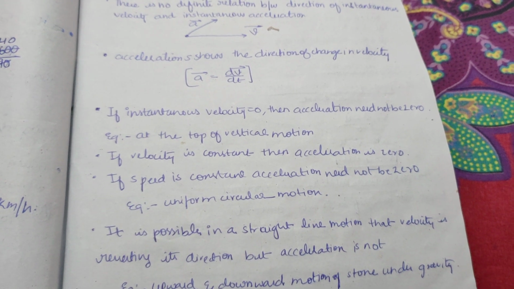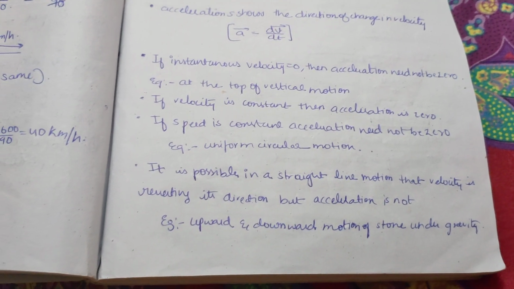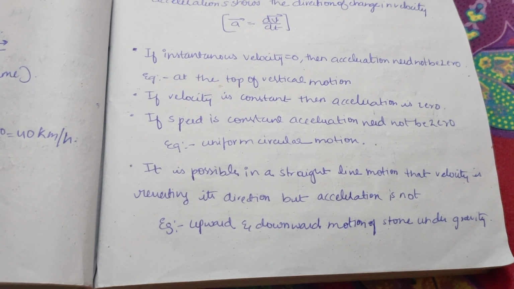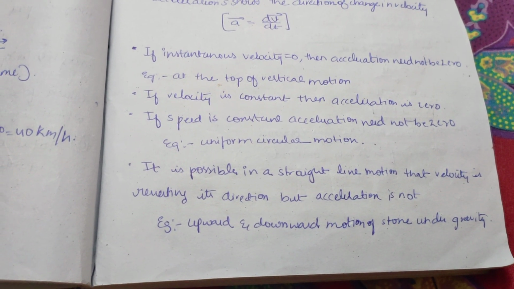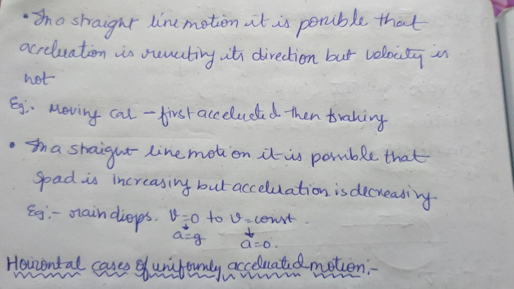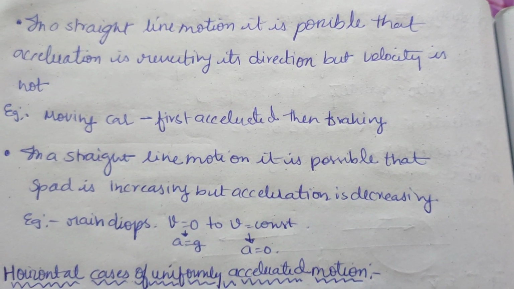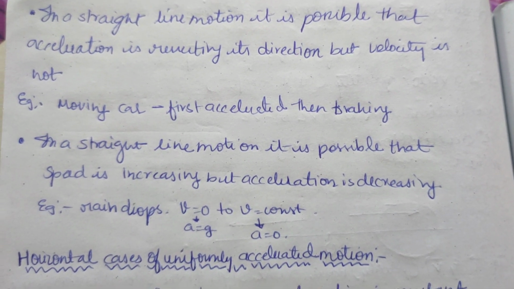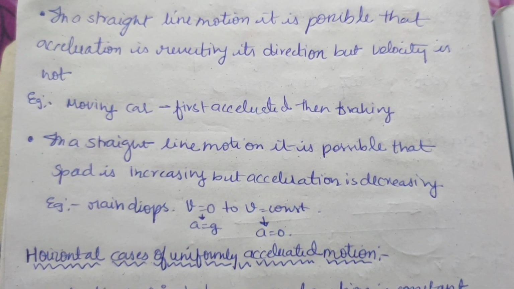It is possible in straight line motion that velocity reverses its direction but acceleration does not. For example, upward and downward motion of a stone under gravity. In straight line motion, it is also possible that acceleration reverses its direction but velocity does not. For example, a moving car, first accelerating, then parking.